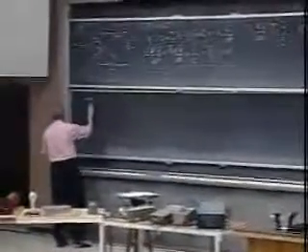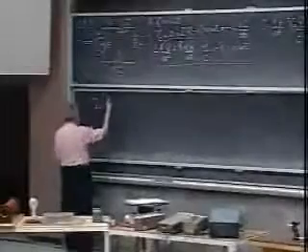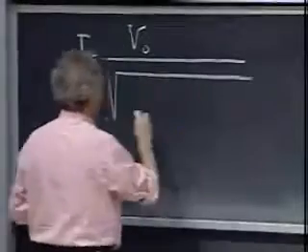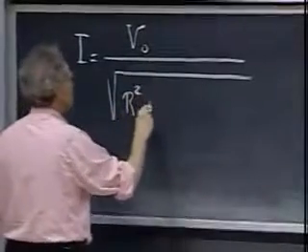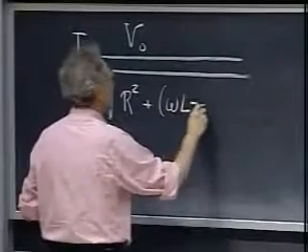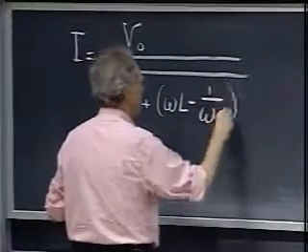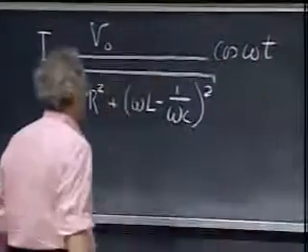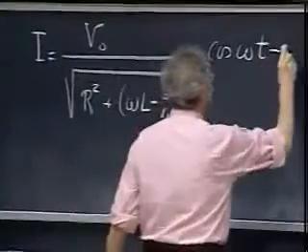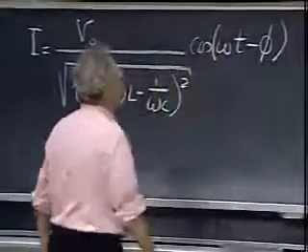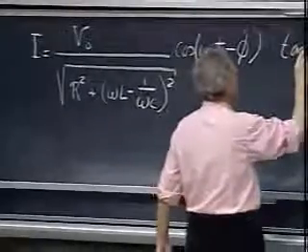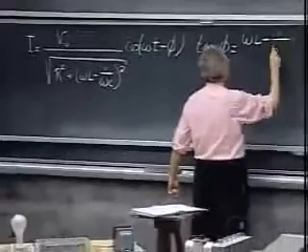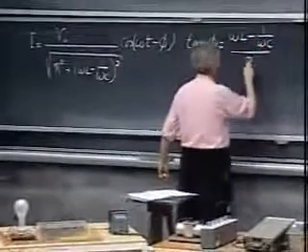So I, that satisfies that differential equation, is V0 divided by the square root of R squared plus omega L minus 1 over omega C squared, and the whole thing times cosine omega t minus phi. And the tangent of phi equals omega L minus 1 over omega C divided by R.